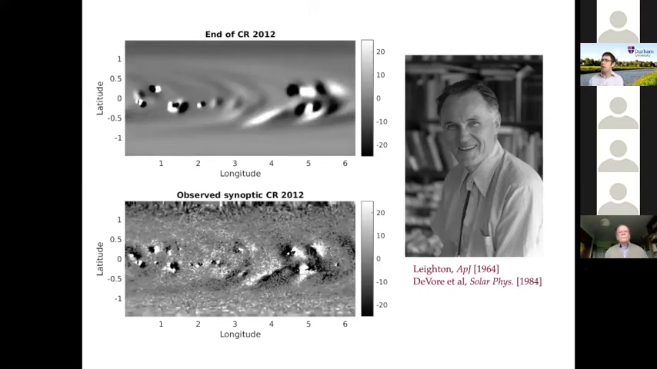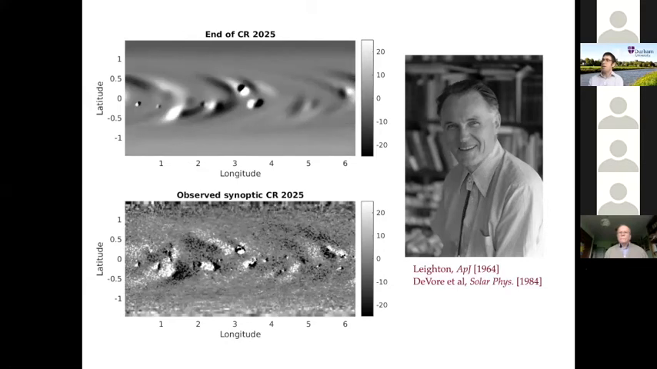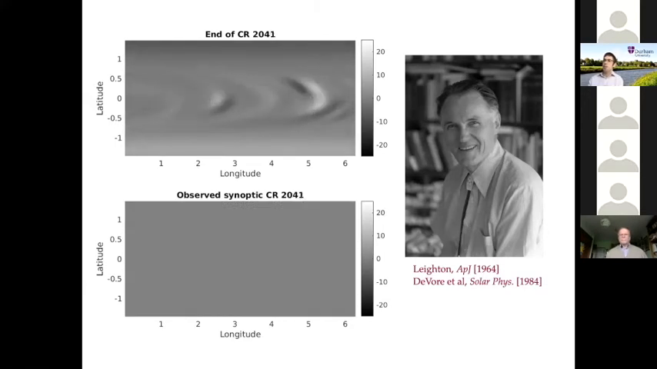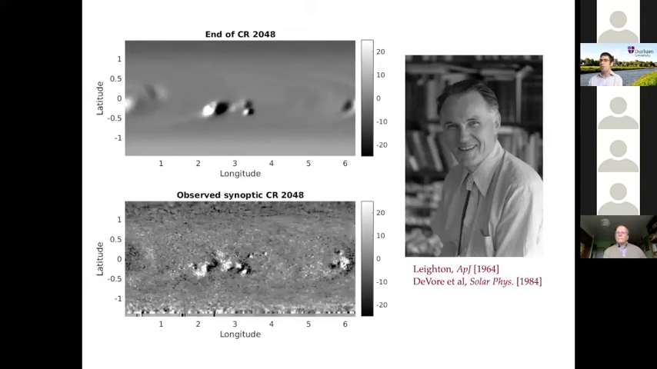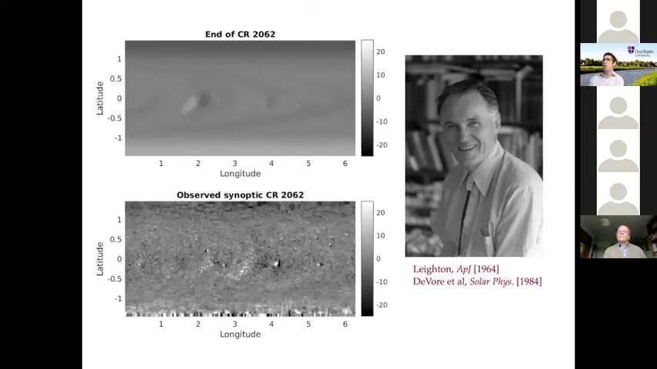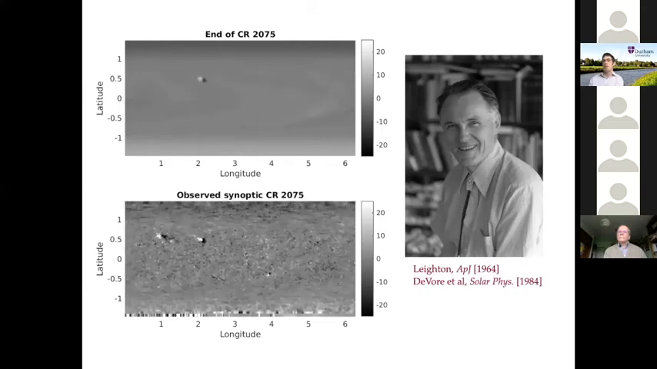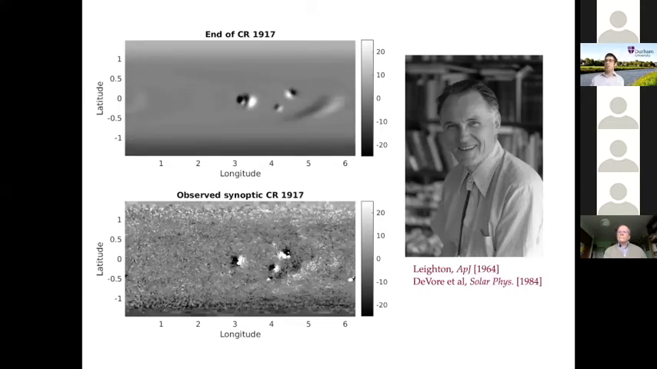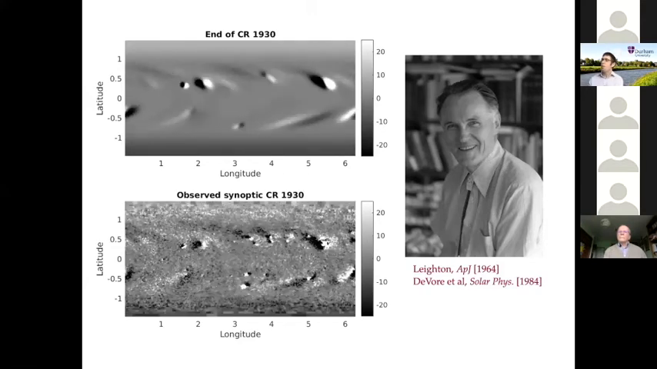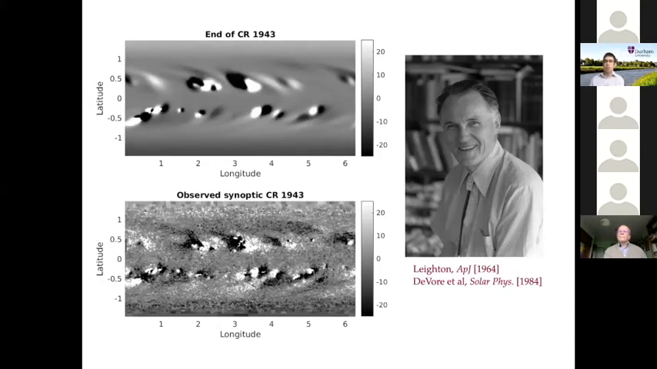This kind of model goes back to Robert Leighton, who in the 1960s was the first person to notice or suggest that you could model the evolution of the flux patterns on the solar surface with a kind of advection diffusion model. The advection comes from large scale flows. The most noticeable one is the differential rotation. You can see all the patterns are getting stretched into a banana shape by this differential rotation. And then the diffusion is a parameterization of the small scale flows, causing the flux to spread out.